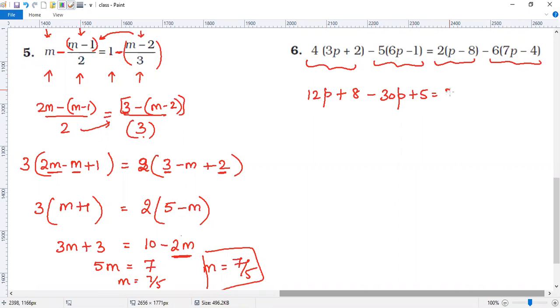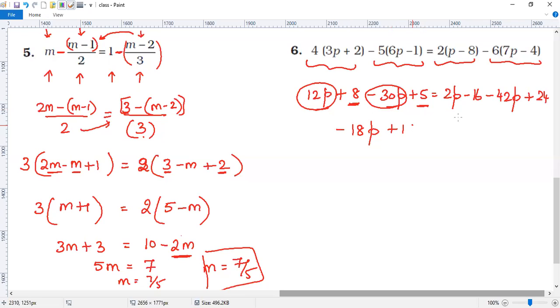is equal to, again this side 2p minus 16, right? Minus 6 7 times 42p, minus into minus plus 6 4 times it is 24. Now you have to simplify, regroup all p terms towards the left or right. Towards the left. So what do we already have here? 12p minus 30p. What is 12p minus 30p? It will become minus 18p.